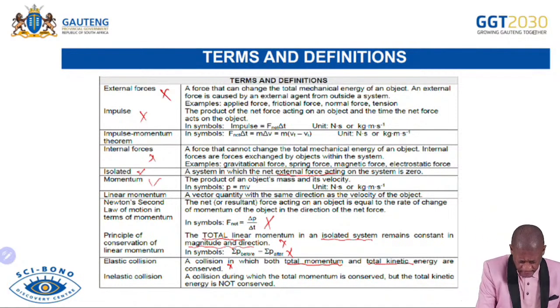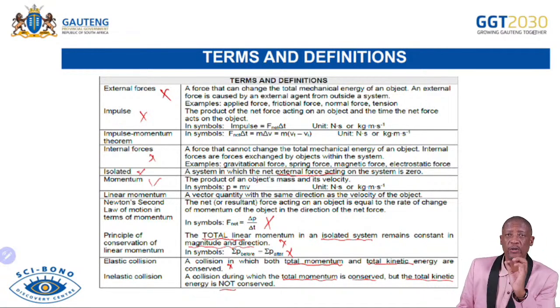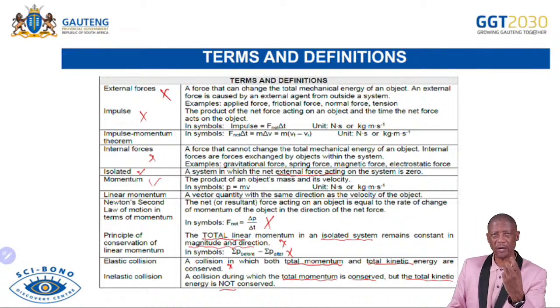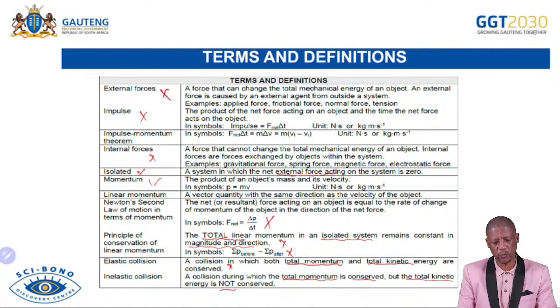Then inelastic: here the total momentum is conserved, but the total kinetic energy is not. So only one is conserved. It's the total momentum that is conserved, but kinetic energy is not. So elastic, two are conserved. Inelastic, one is conserved. Right. So this we should know, and this will guide us.